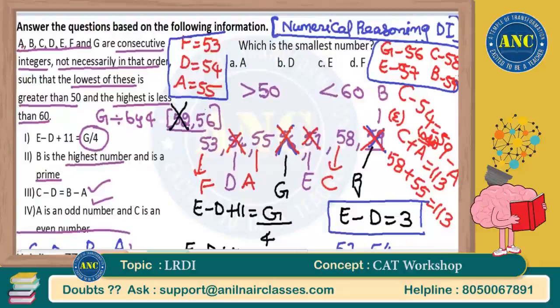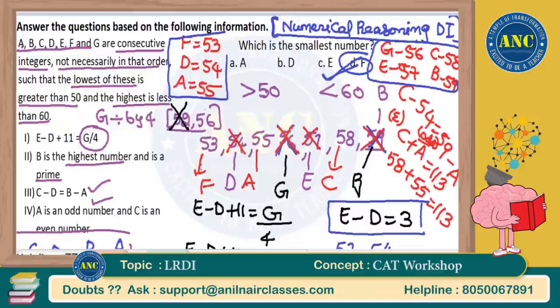53. What is the smallest number? Smallest number is nothing but F. Answer is F. F is 53. I hope it is clear, right, sir? First one it is clear.